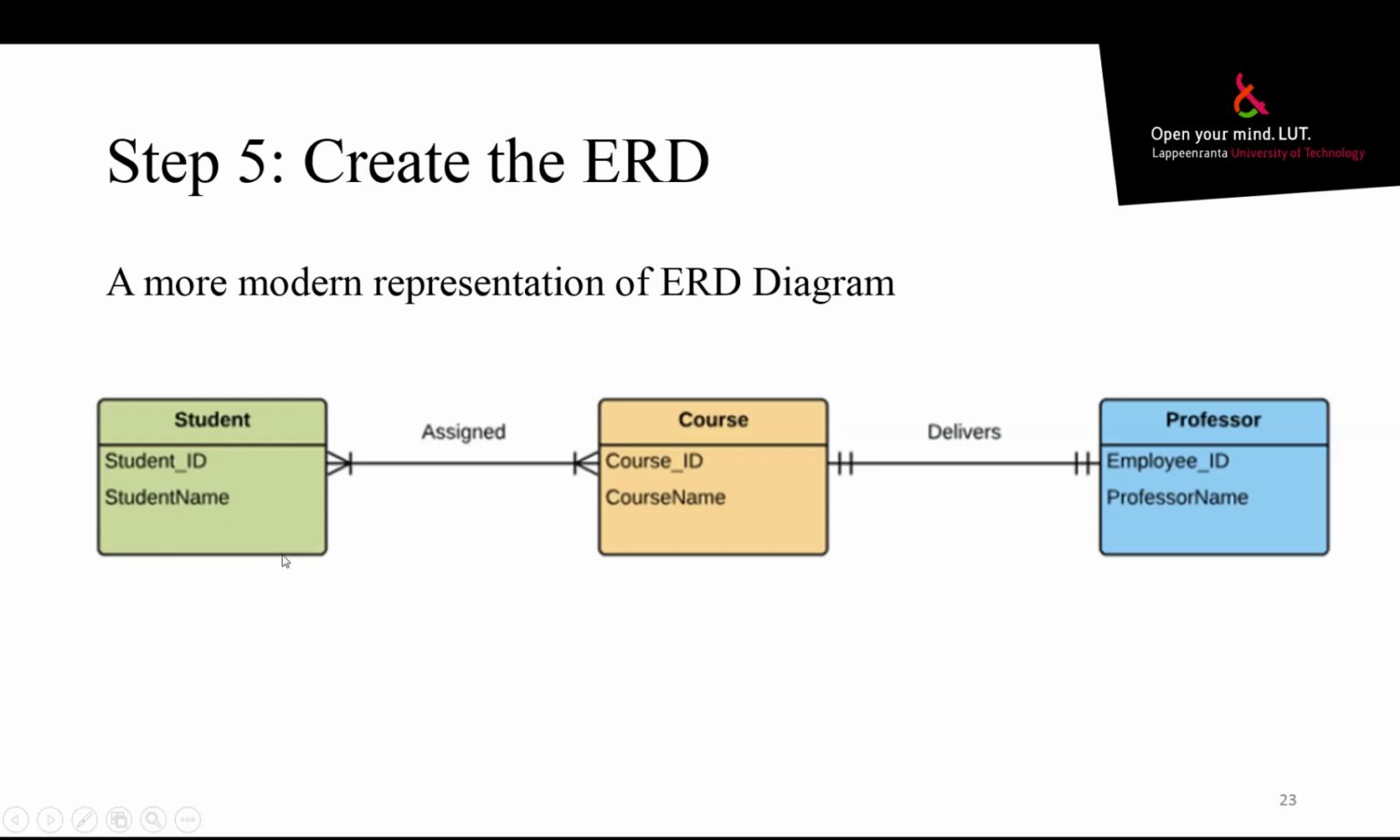Here, to make it clearer, you can see that for each entity we have its attributes as the qualities of the entity: the student ID and the student name, same as the course and the employee. So this is a better way of representing it in a very clear, precise, and concise manner.